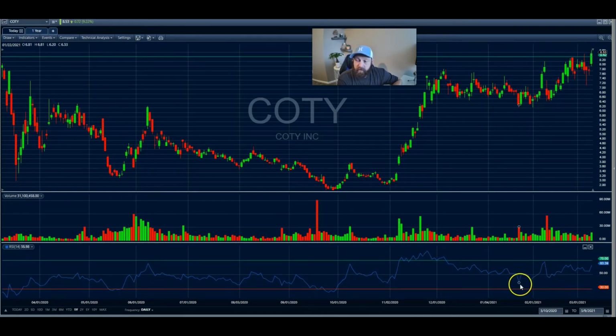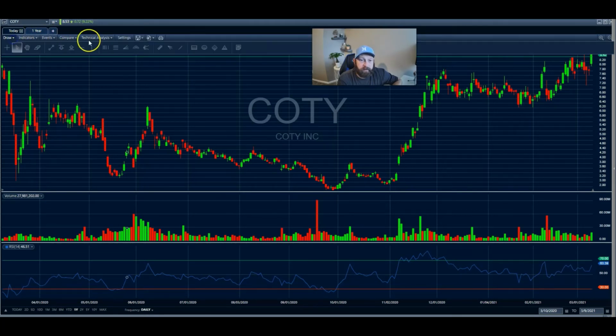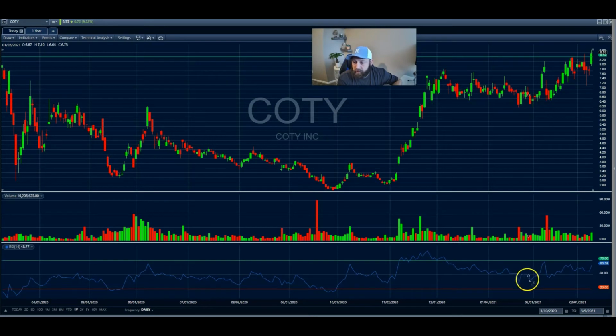And the next thing I want to see is this RSI is trending up. And you can see from us bottoming out right here, it's been on an uptrend from there. So those are what I look for whenever I'm looking at a potential breakout play.